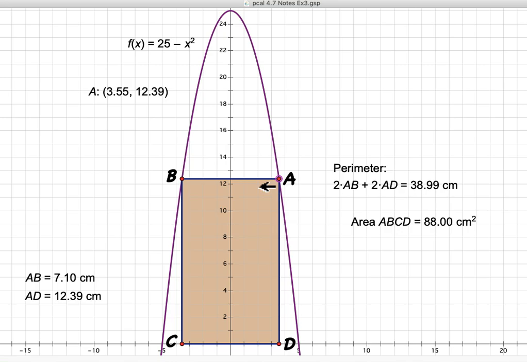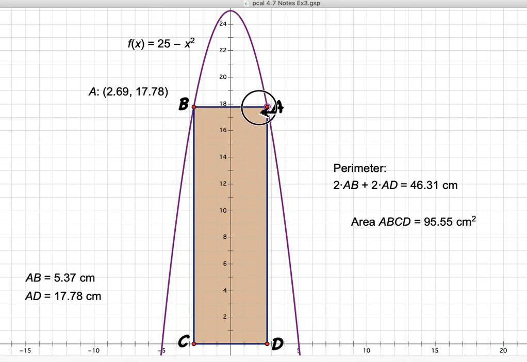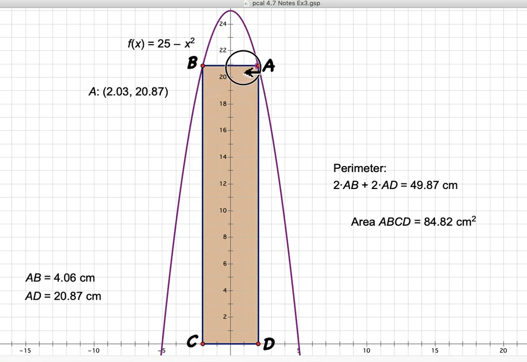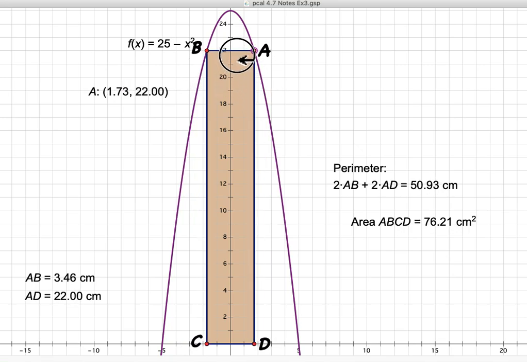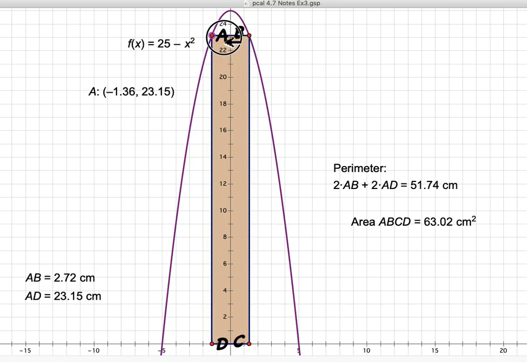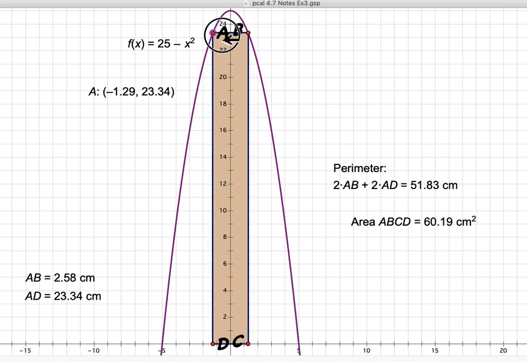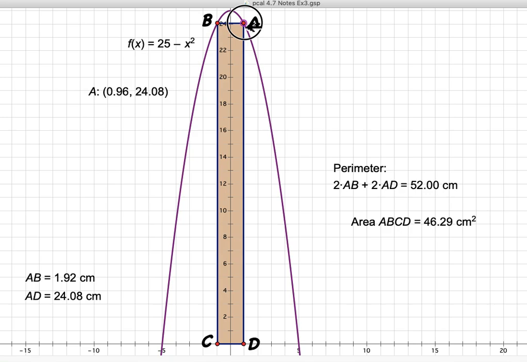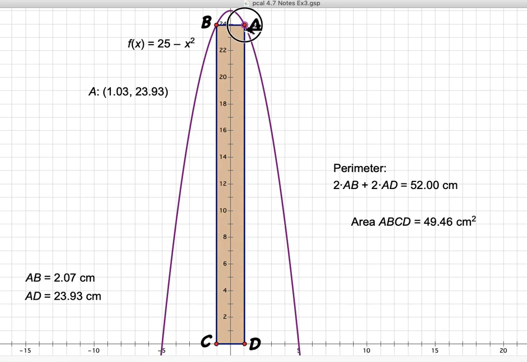So the perimeter is now at about 39, and I'm going to keep going until the perimeter gets to its maximum. It's still not there, it's still getting bigger. And the maximum occurs right about here, where the perimeter gets to be about 52. Oh, my point A switched. So when the perimeter is 52, that's as big as the perimeter can get. And that happens when the x-coordinate is 1.